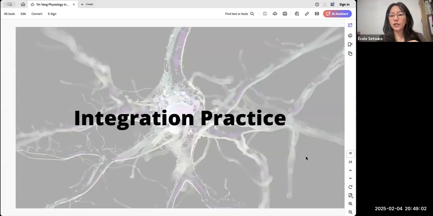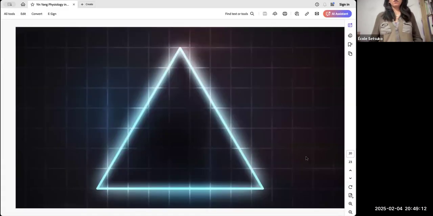So this is where we're going to pause and think about an integration practice. And if you're able, I'd like you to stand up. And we're looking at this image first. When I stand on my feet, I have my feet hip width apart, like the base of the triangle. Our bodies represent this triangle.